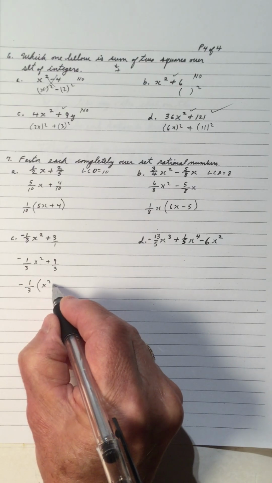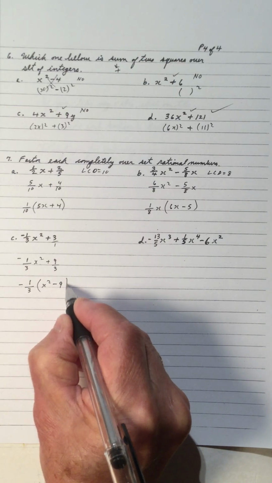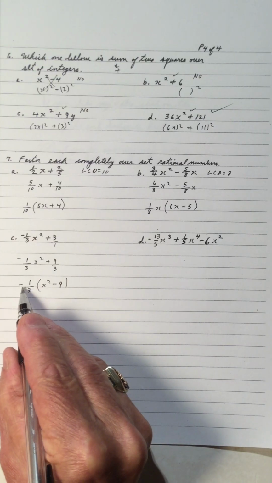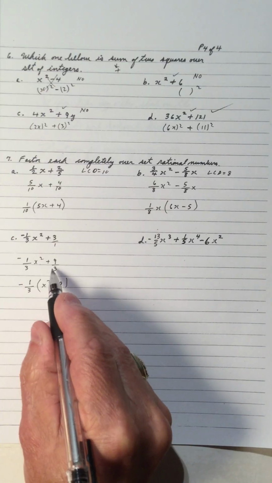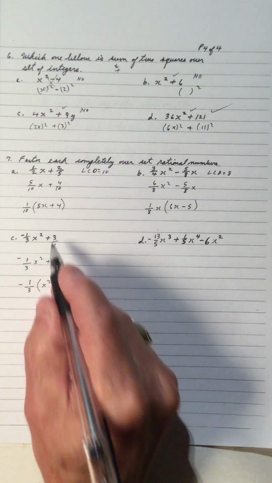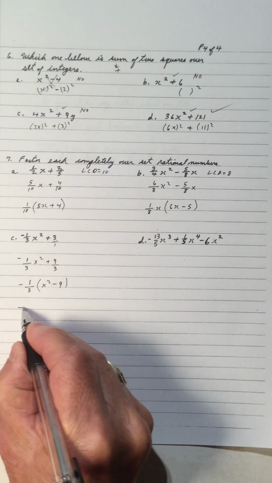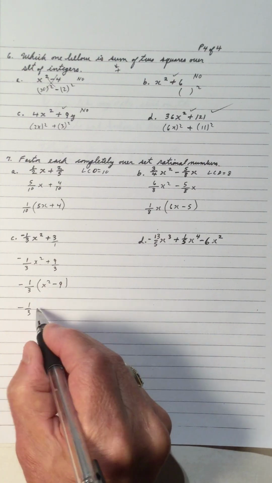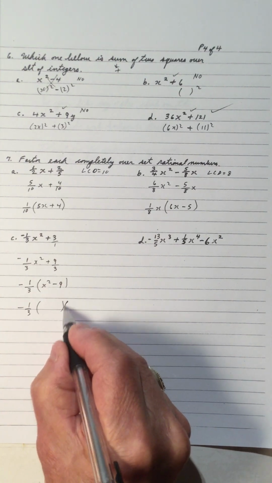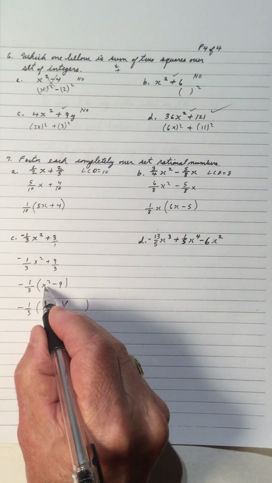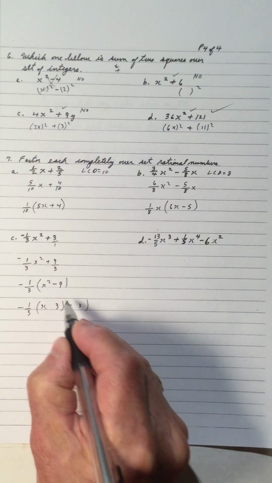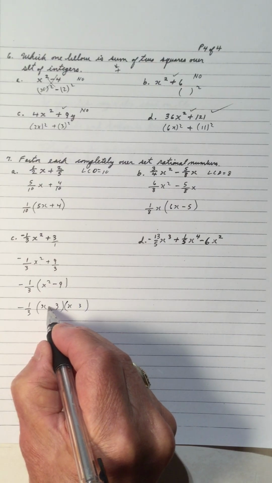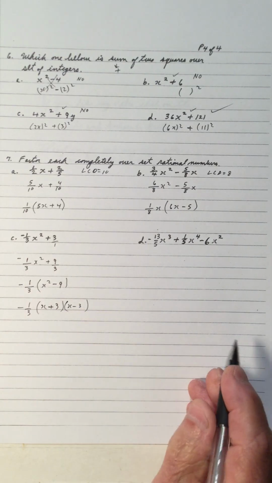Negative 1/3 here is negative 9. Check it, multiply back. Negative 1/3 times x squared, perfect. Negative 1/3 times negative 9, 9 over 3, which is a 3. And we have the difference of two squares. We have an x being squared, and we have a 3 being squared. And because it's a minus, that's a plus and a minus, difference of two squares.